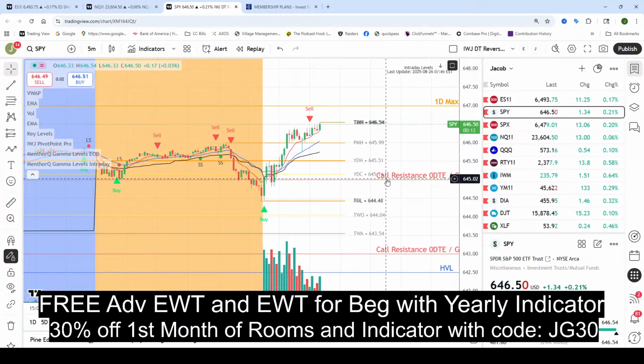Okay, we have a new all-time high, 646.54, inching closer to our stop, which is unfortunate. Hopefully they can find a rejection up here.